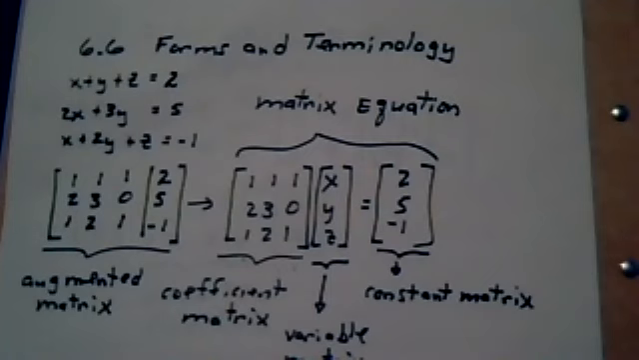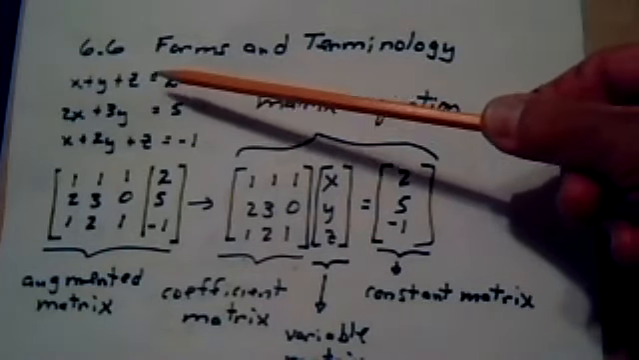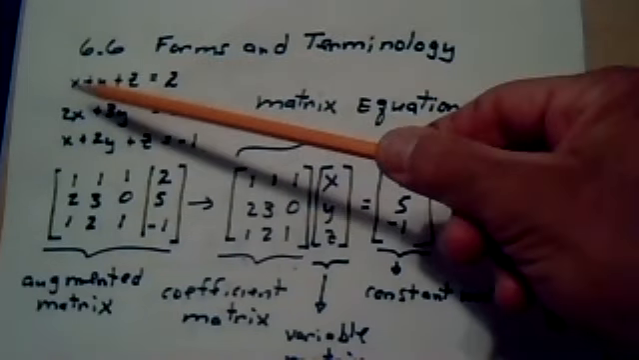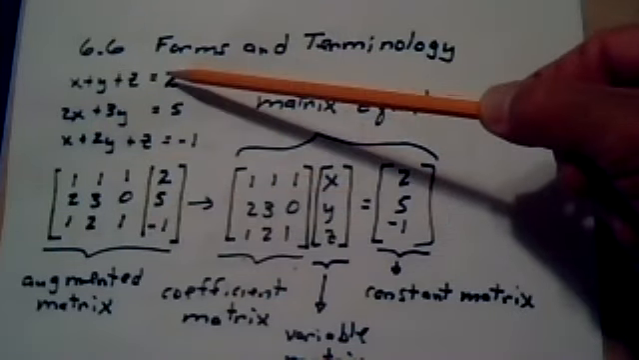Here's another one. Here's a system. It's a 3 by 3, has 3 letters, 3 variables. Notice these numbers in front of the letters are the coefficients. And if the letter's not there, you put a 0. And this bar is the equal sign. These are the constants. Here they are.